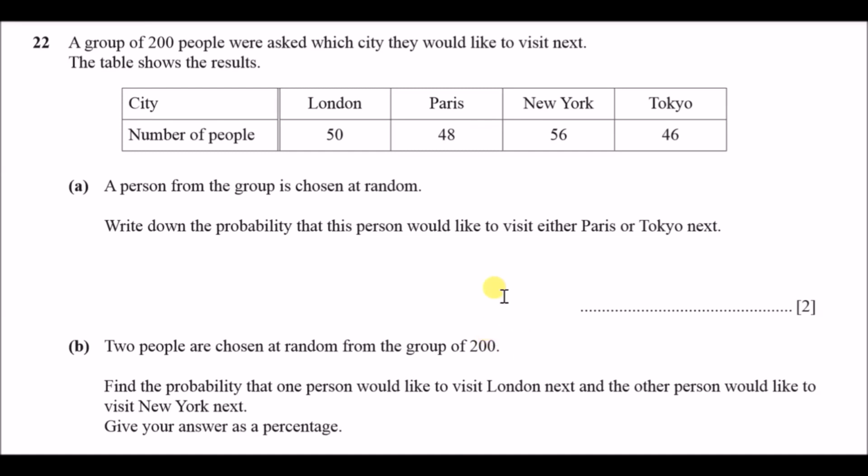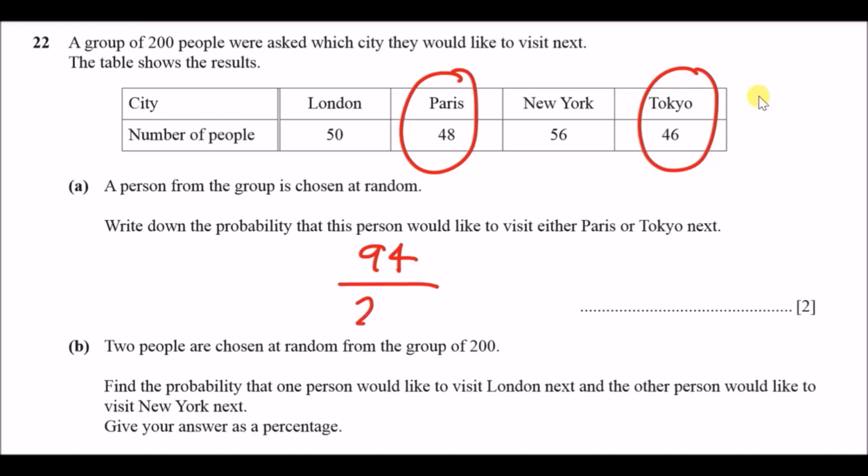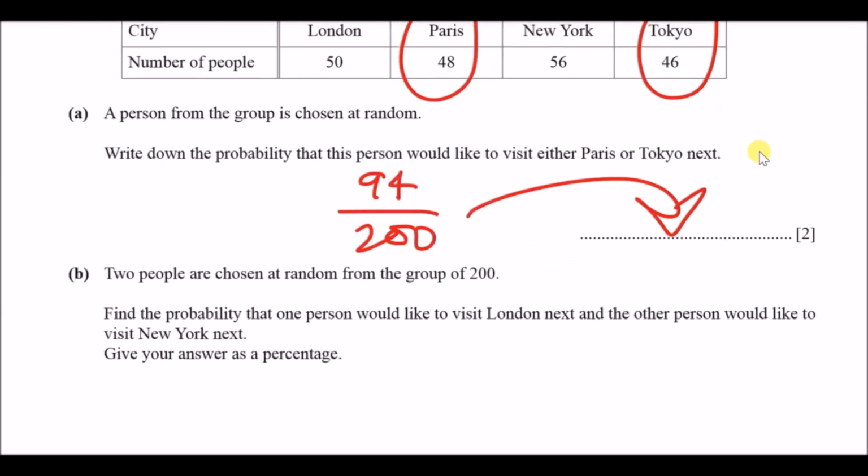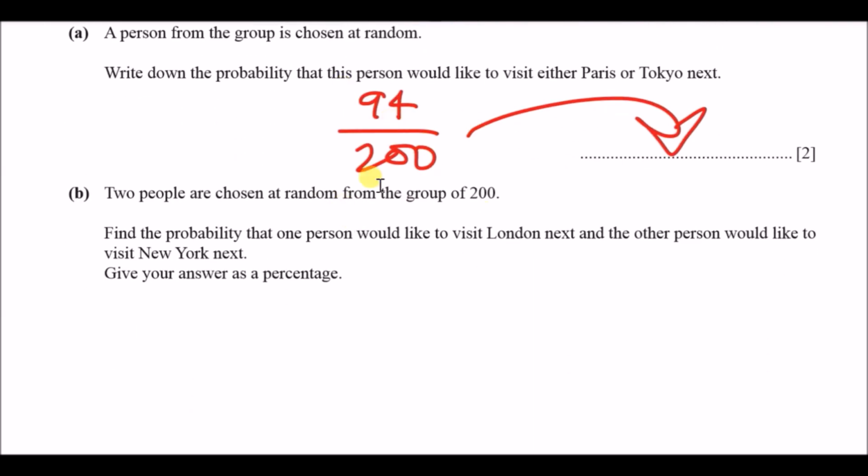So in this kind of question, we've got 48 people that want to go to Paris and 46 that want to go to Tokyo. Because you want to go to either one, we add the numbers: 48 plus 46. We've got 94 people that would like to visit. And this is out of 200 people. And that's it, guys. This is literally the probability. So you've got a 94 out of 200 chance that one of these people will want to visit Paris or Tokyo next. By the way, you don't have to simplify this. You could leave it like this and move on.